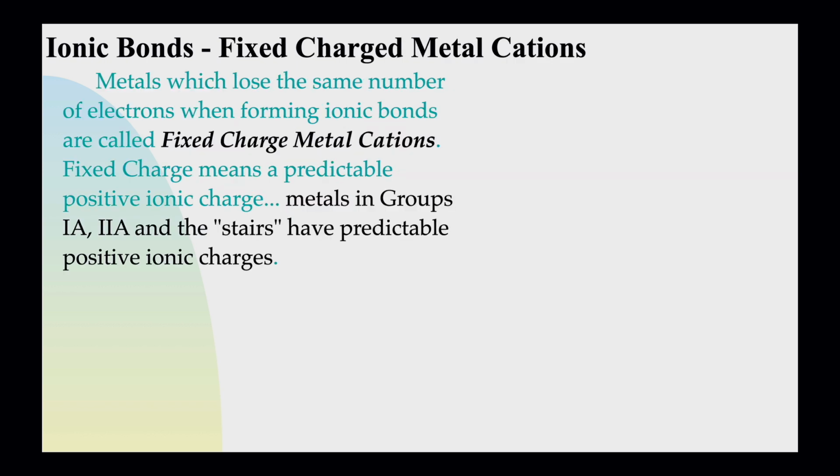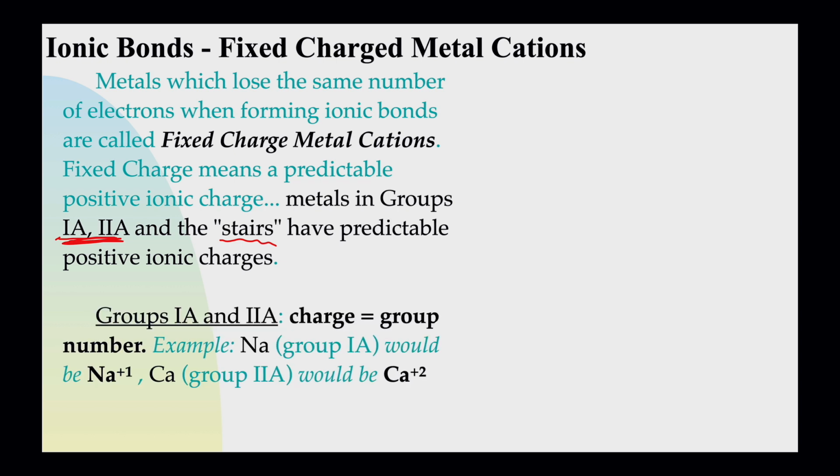Fixed charge metals. There's basically two sections where we know the charge all the time. One of them is groups 1A and 2A on the far left side of the periodic table. And there's also something called the stairs. And these sections on the periodic table are metals with fixed charges. We always know what their metal's charge is. Groups 1A and 2A, the charge is literally just equal to the group number.